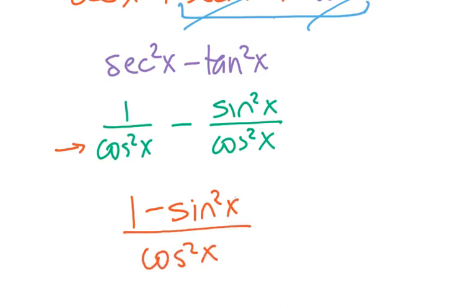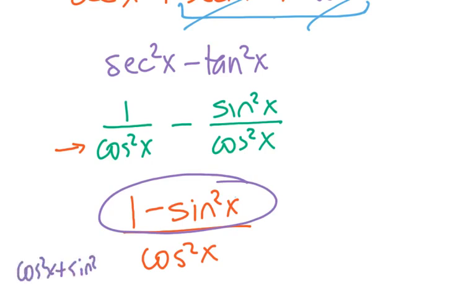And then you need to notice the numerator. What do you know is equal to 1 minus sine squared x? So think back to what we did at the very beginning of the lesson, the Pythagorean identity. Remember that when we talked about cosine squared x plus sine squared x equals 1, if you subtract sine squared x from both sides, you have 1 minus sine squared x is equal to cosine squared x. So this is what I've got.